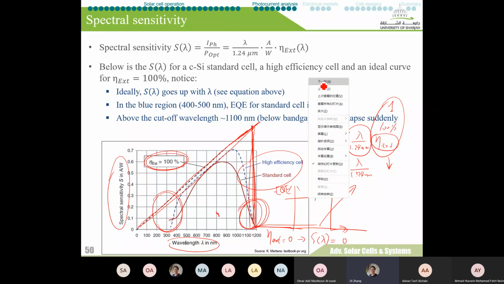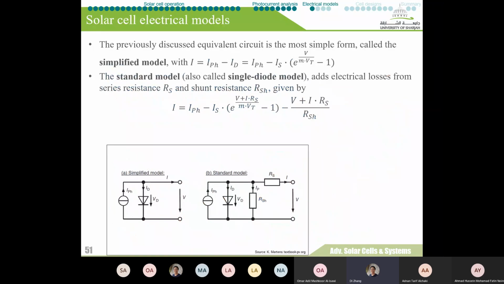So that is the last part of the spectrum parameters that we would like to mention. We talked about the external and internal quantum efficiencies, the behavior of these, and the correlation between the energetic efficiency and the quantum efficiency. The last part we mentioned is just an additional discussion on the spectrum sensitivity. And then for the next couple of slides, we would like to talk about the electrical models.